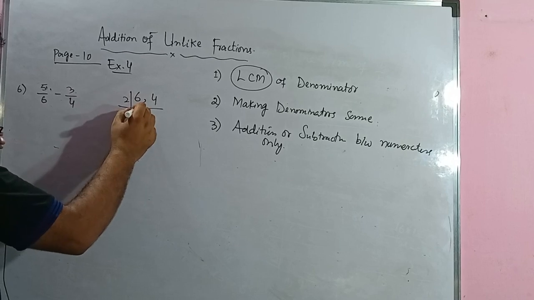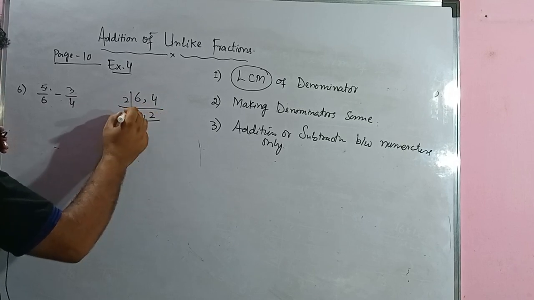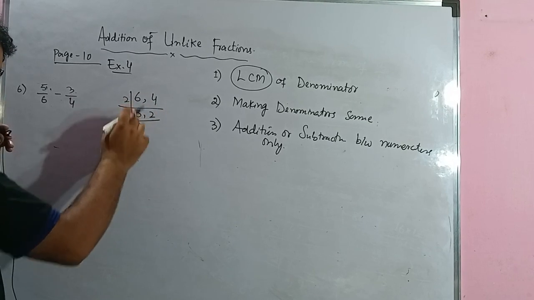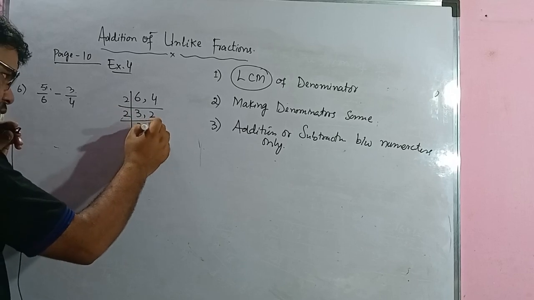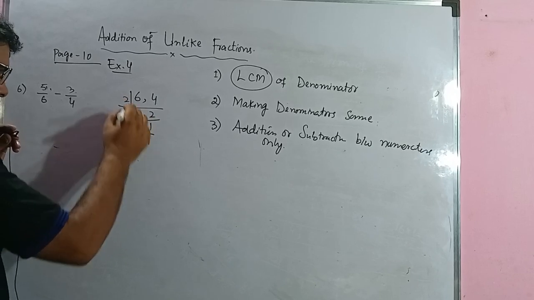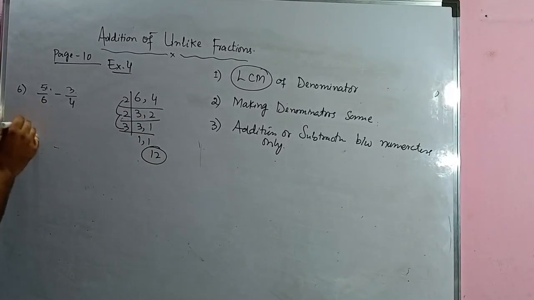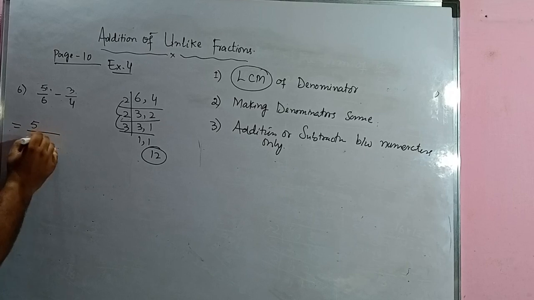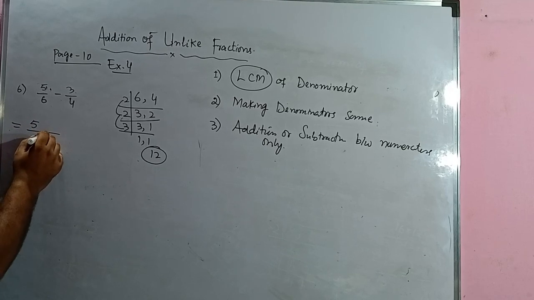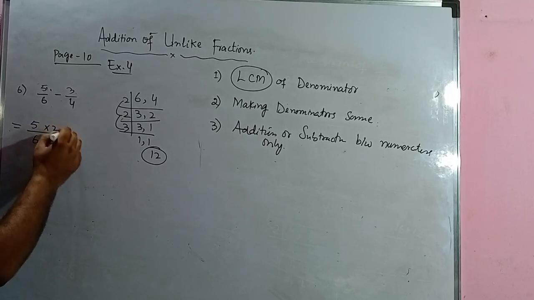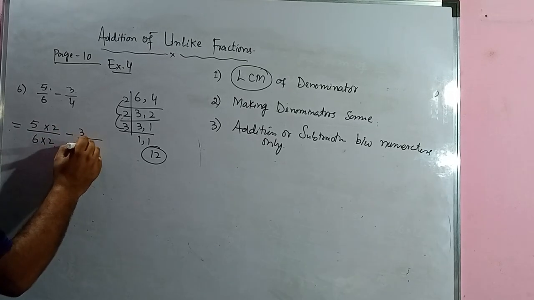First I will do with 2. 2 3s are 6, 2 2s are 4. Then 2, 3 is there because 3 does not come in the table of 2. 2 1s are 2. Then 3 1s are 3, 1. 2 2s are 4, 3s are 12 is the LCM. So I will make the denominator 12. That's 5 divided by 6. What number will I multiply here? That's 2. This number I will multiply here also, 2 minus 3 divided by 4.